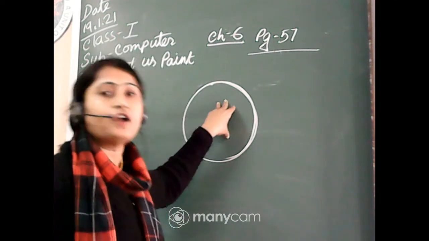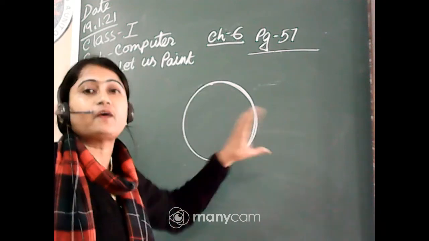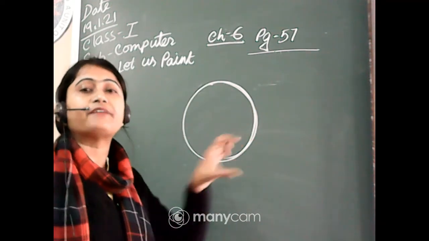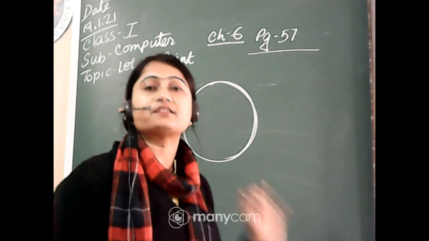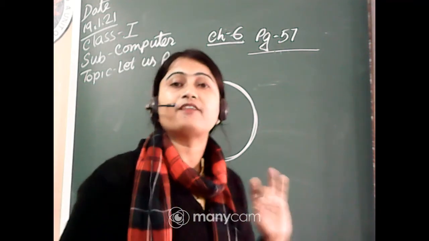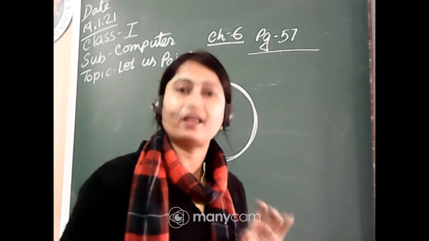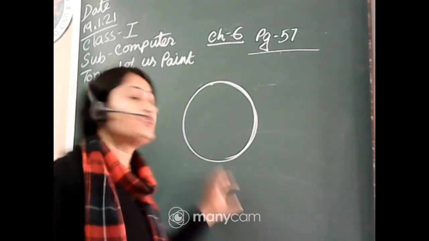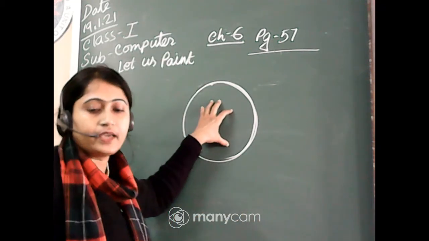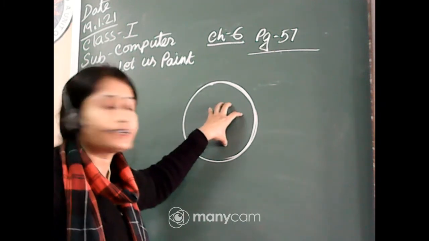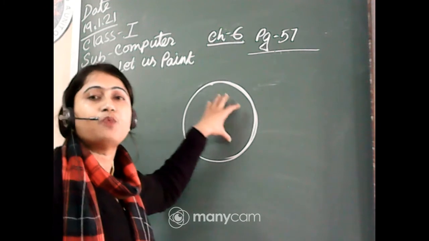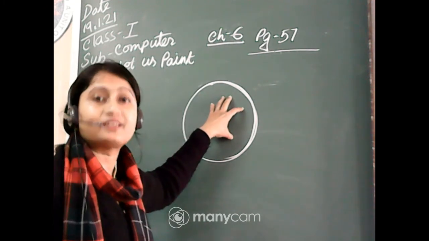And if you want to draw a square or a rectangle, you have to choose the rectangle tool. Using the rectangle tool, you can draw a rectangle as well as a square in the drawing area. Then, suppose you have drawn a circle, and you want to fill this circle with red color.